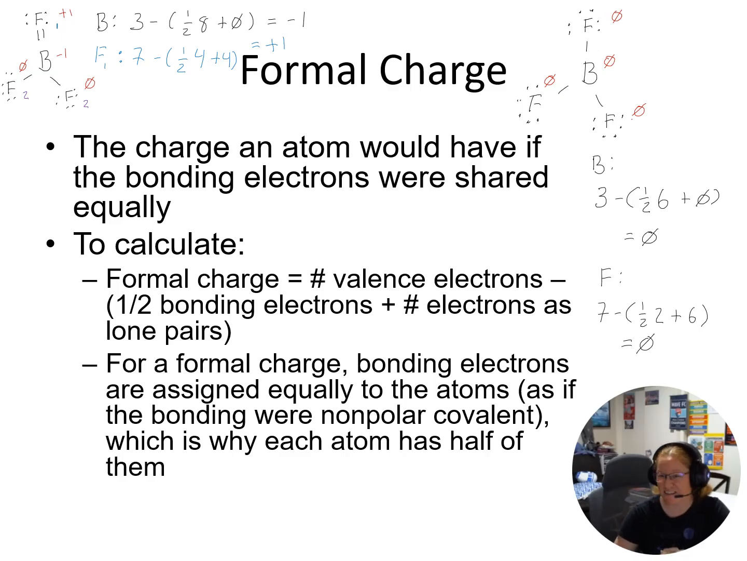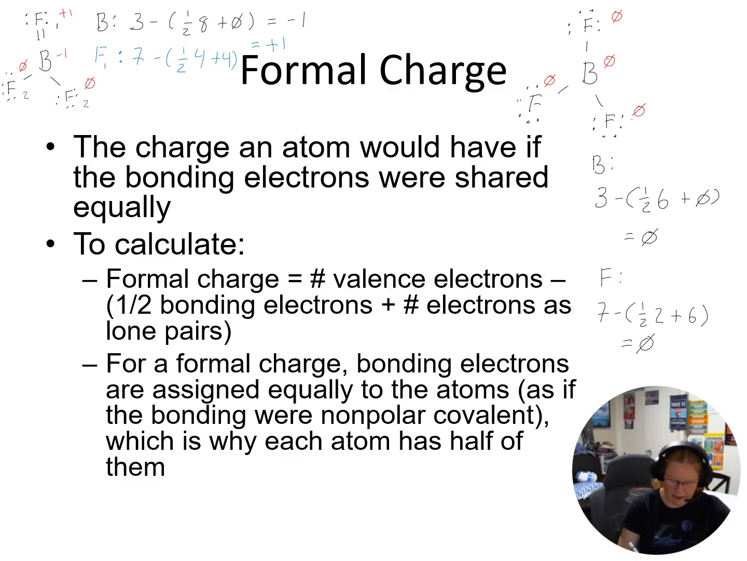But now instead of having 0 formal charges on everything, I've got formal charges on my boron and on my fluorine. And not only that, which element is more electronegative, boron or fluorine? Well, fluorine is. And we gave a +1 formal charge to fluorine. Not a happy situation there at all. The more electronegative element is going to want to have the negative formal charge. So that is why that is a bad structure. When I look at these formal charges, our bonding electrons are assigned equally, as if we were nonpolar covalent, which is why each atom has half of them. We're assuming equal sharing there.